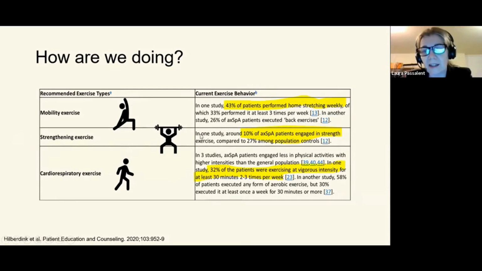When we look at strengthening exercises, we see only 10% of axial spondyloarthritis patients engaged in strengthening compared to 27% among population controls. And similarly, when they looked at cardiorespiratory exercises, maybe a third of patients were exercising at vigorous intensity for at least 30 minutes, 2 to 3 times per week. So what this is telling us is that although physical activity and exercise is critical in terms of management, it doesn't seem like people with AxSpA are engaging in those forms of exercise and physical activity in the amount needed to really gain the benefit.